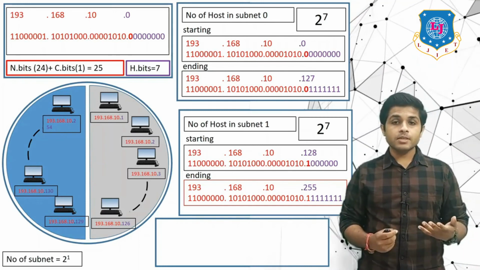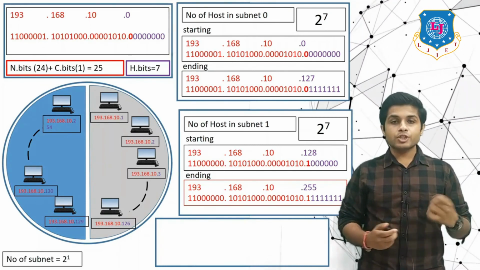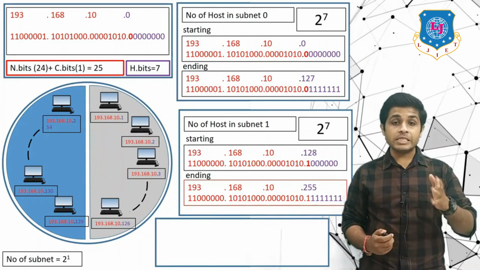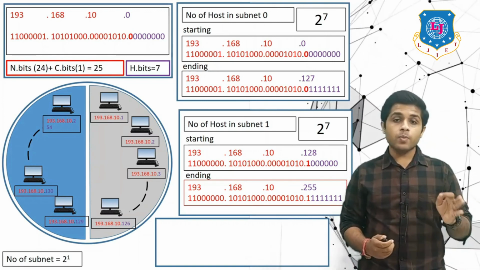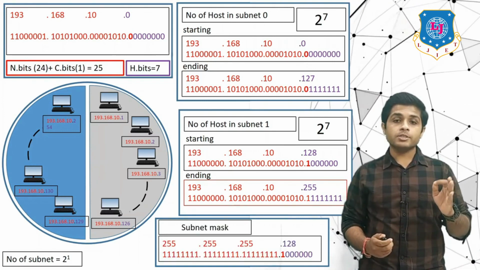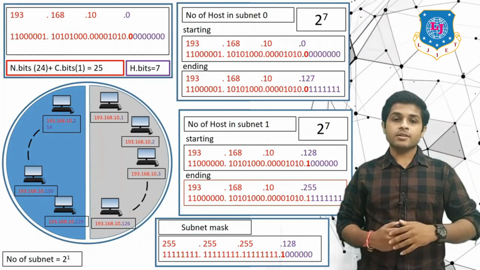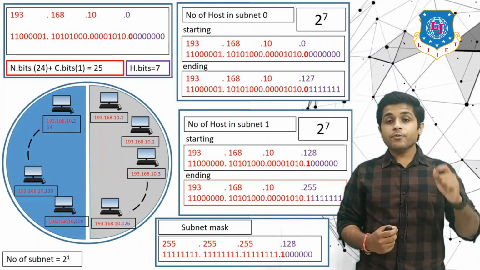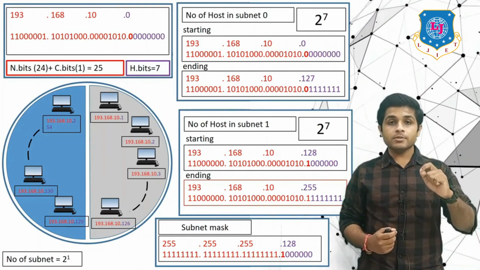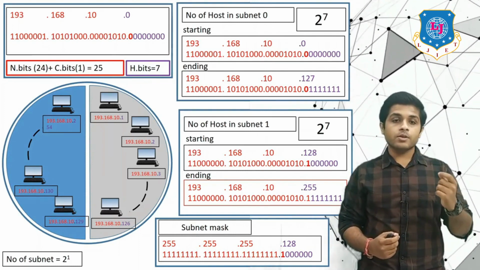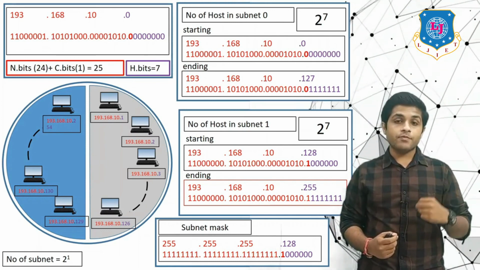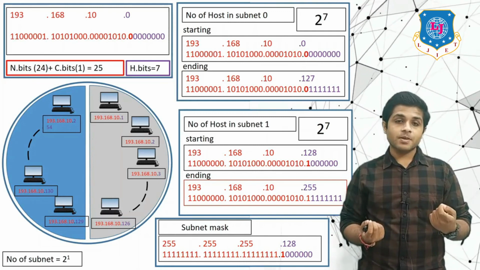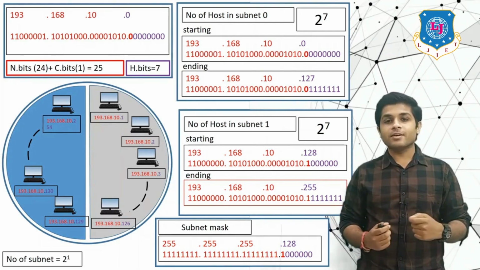Okay. Now let's find the subnet mask. To find the subnet mask, we know that we set all the network bits, including the converted bits, to 1 and all the host bits to 0. And that is the subnet mask. So if we convert 1 bit from host to network, we get 2 subnets. If we convert 2 bits, how many subnets will we get? That we are going to see in the next lecture.